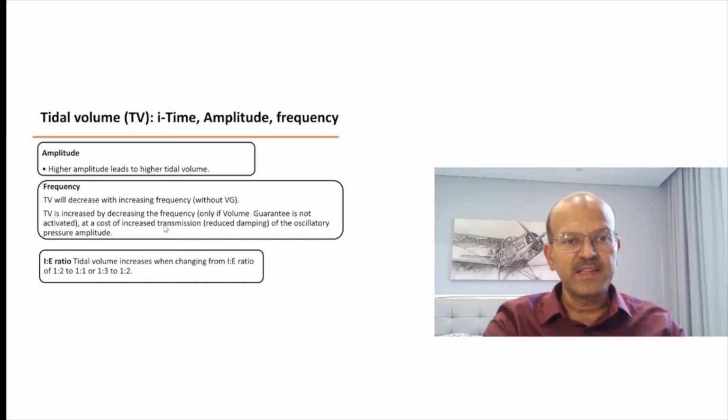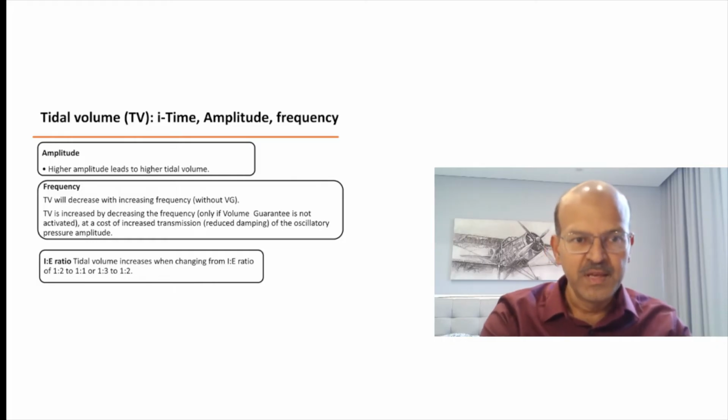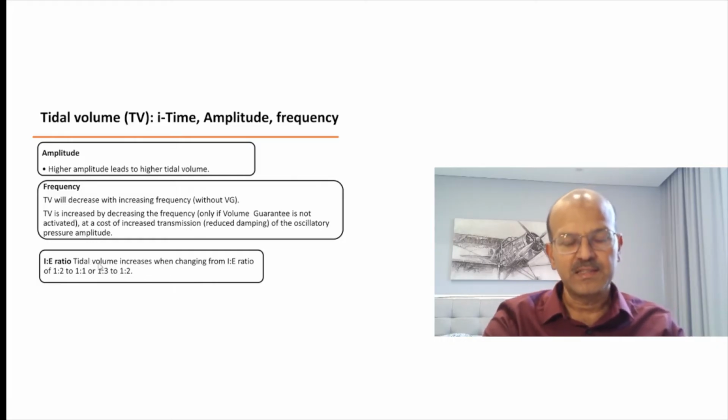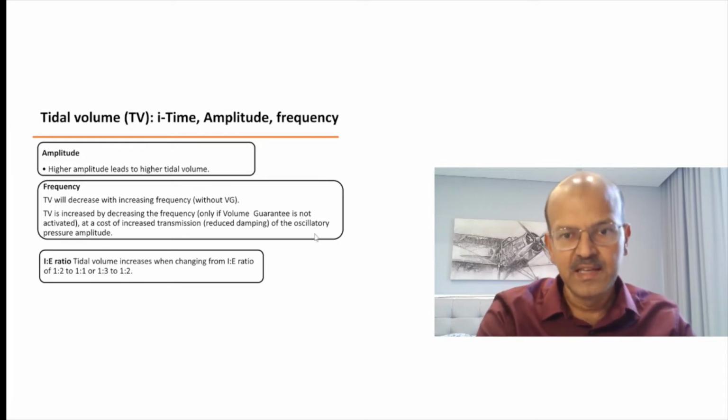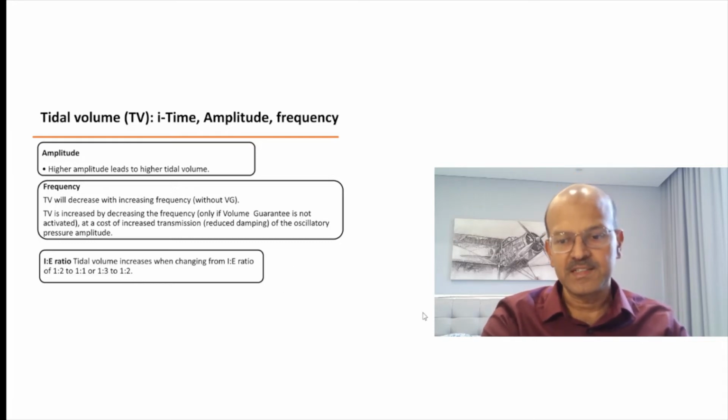In terms of the IE ratio, the tidal volume increases when you change the IE ratio from 1:2 to 1:1. So if you want a lung protective strategy like in an air leak or where there is already over distension, you would prefer a 1:2 or 1:3 strategy, while in the acute stages you may keep a 1:1 strategy for more effective ventilation.